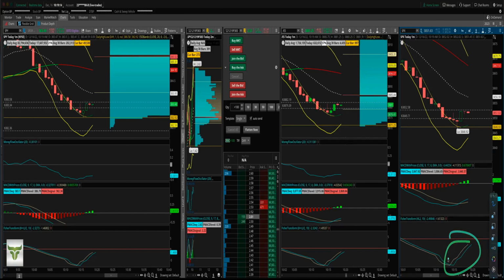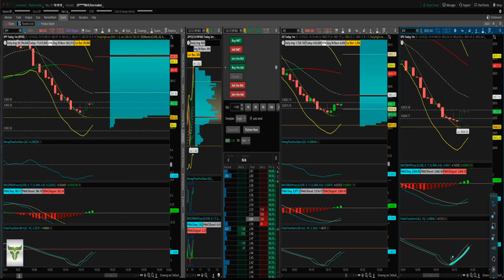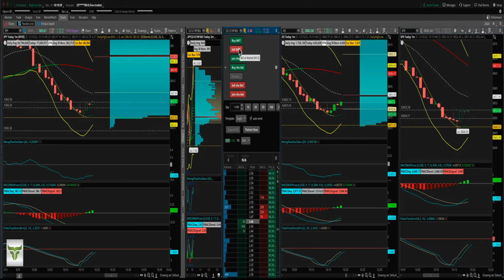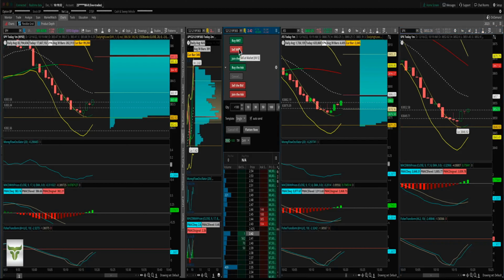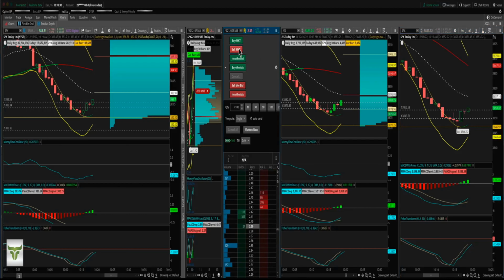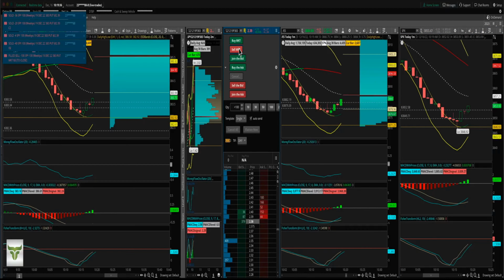Volatility band right here from the Fisher transform. This is the leader. That's the laggard. There's the leader. It's switched right here, and this is curving up. So you know it's a bullish formation. And I'm out. That's enough for double P.